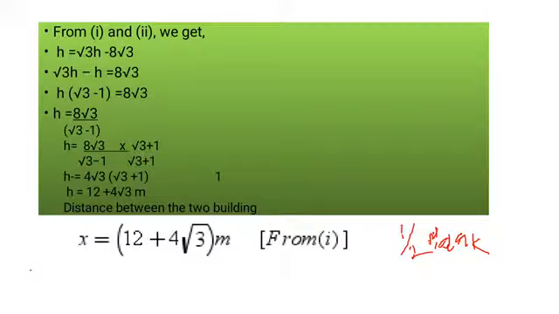minus 8 root 3. Root 3 h minus h is equal to 8 root 3, h (root 3 minus 1) is equal to 8 root 3, or we get h is equal to 8 root 3 upon (root 3 minus 1). By rationalizing the denominator we will get 12 plus 4 root 3, that is h, and from equation 1 we know that h is equal to x, so the distance between the two is 12 plus 4 root 3 meter.